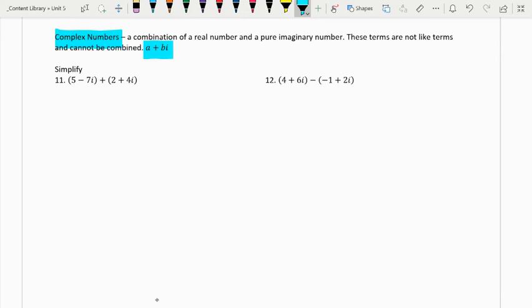So if we look at number 11, we are adding these two complex numbers, right? So all we're doing is we're going to look at the real numbers first. So we have 5 and then 2. Notice how there's a plus in between it. So that means it's 5 plus 2, which is 7.